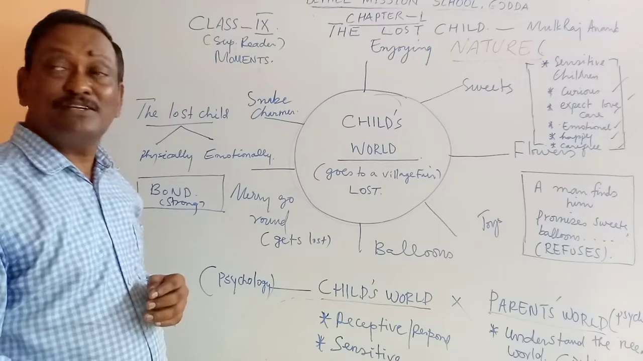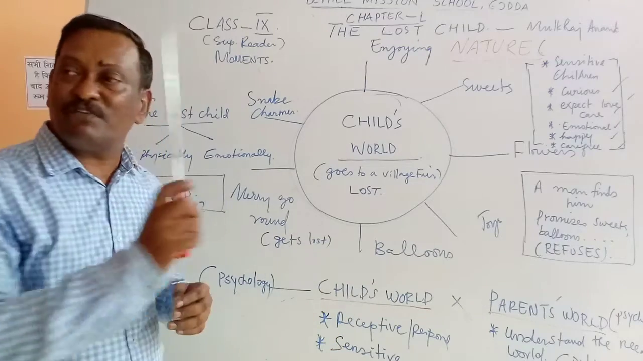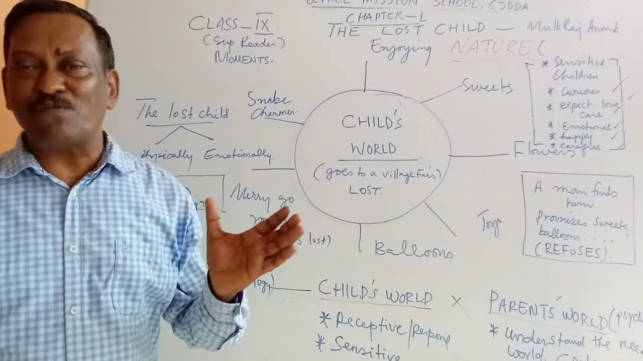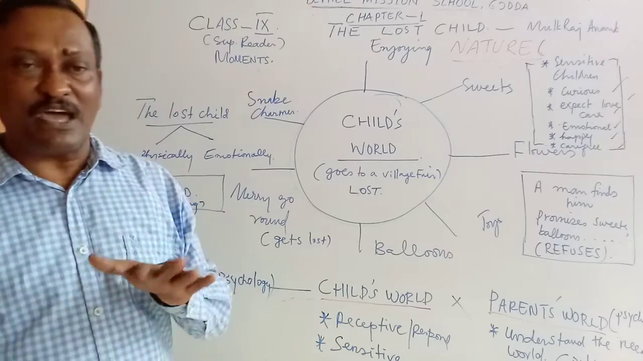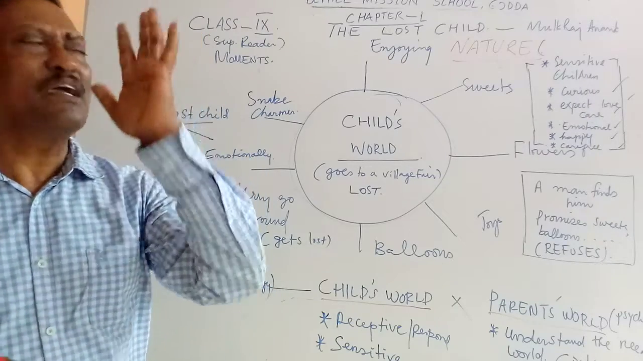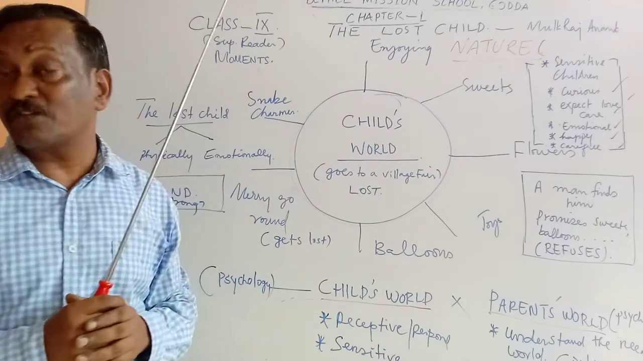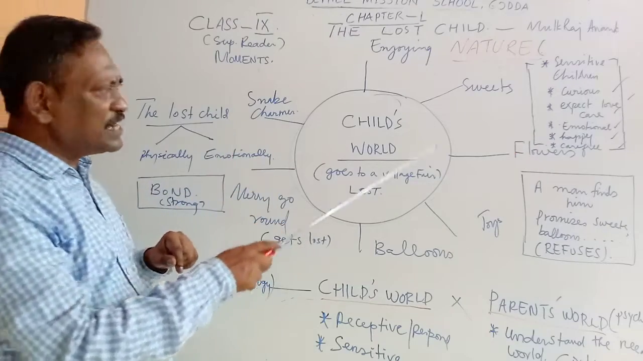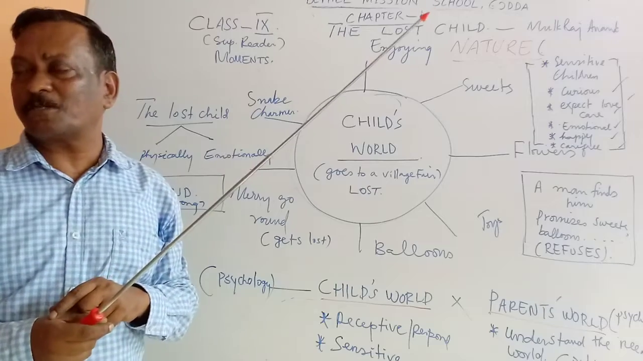And the child is sensitive again. So we need to understand the psychology of the children as parents. Once we do that, there will be a wonderful relationship among the children and the parents, and the children will grow in the right way. Probably that is what Mulkraj Anand is trying to drive at. So keeping these thoughts in the background, let us read the lesson, and a value-based question might be asked.